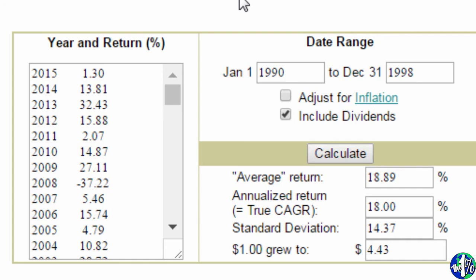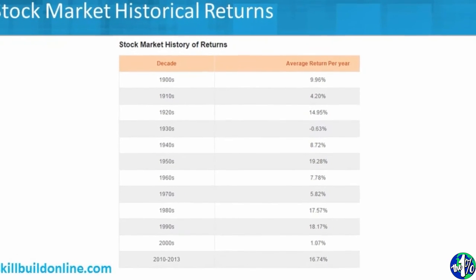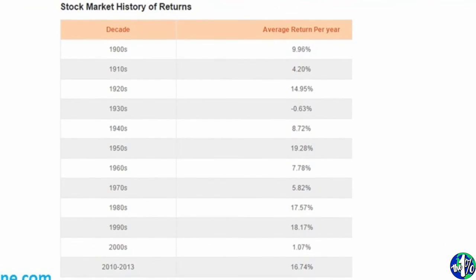And if we look at this last chart here of the stock market history returns by decade, you can see how the decades played out. This is the average number, but you can see some of these big numbers and some of these small numbers as well.